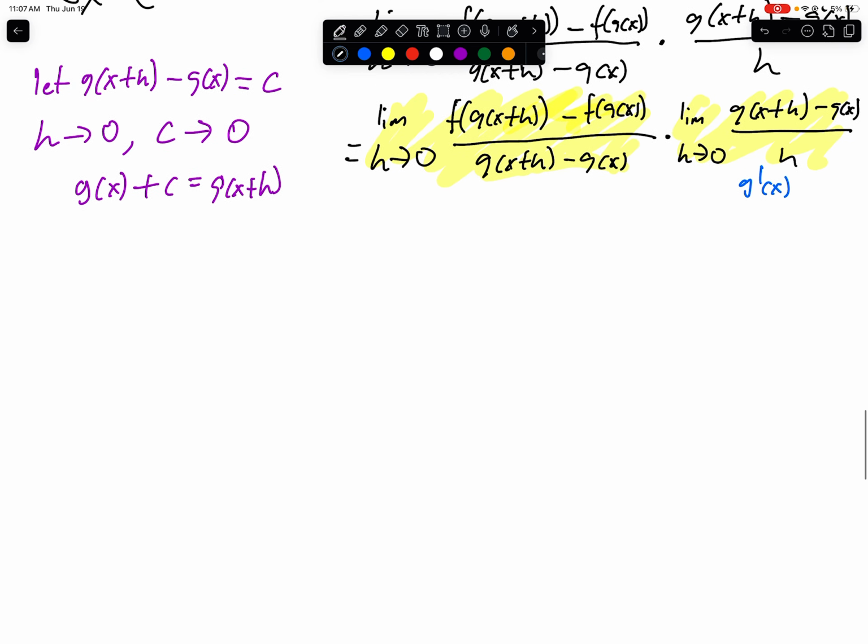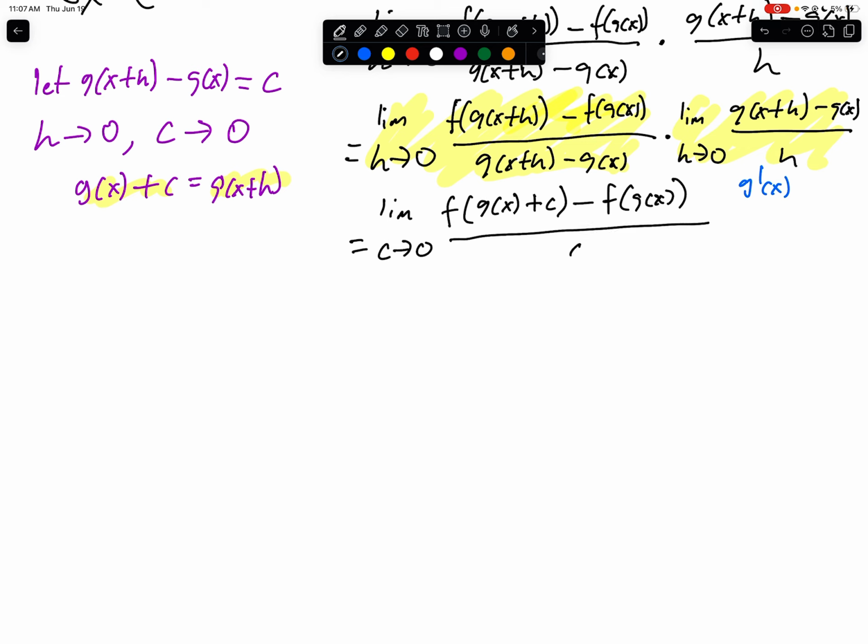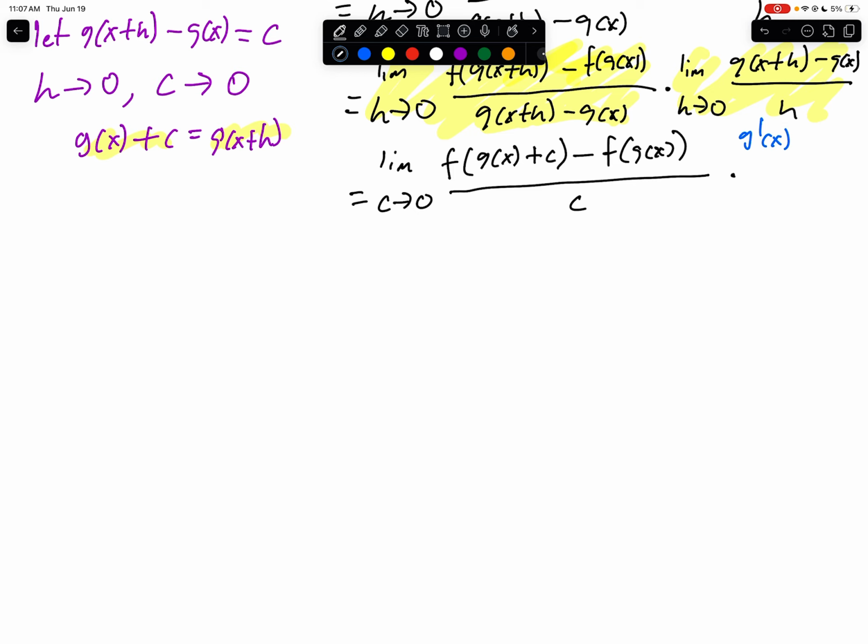So now rewriting this in terms of our c here, we can write the limit as c approaches 0, because if h approaches 0, then c will also approach 0, of f of g of x plus h. Right, g of x plus h is just g of x plus c. So f of g of x plus c minus f of g of x, and then this will be all over our c, because c is just g of x plus h minus g of x. And then this will be times g prime of x.